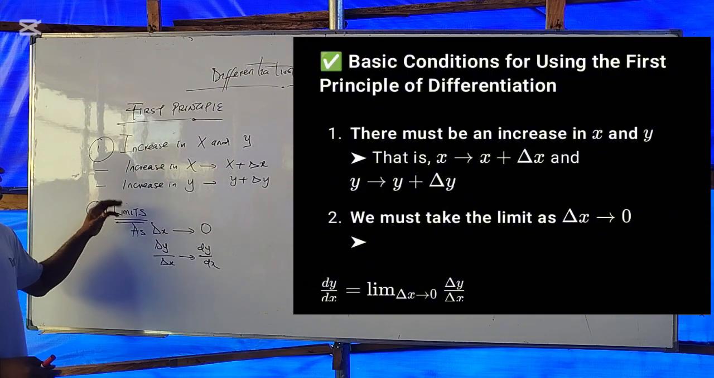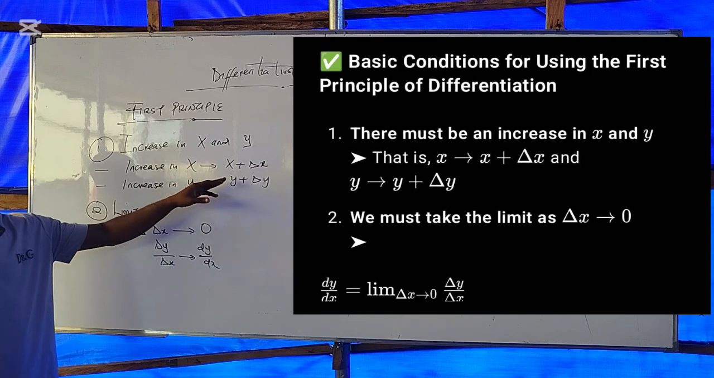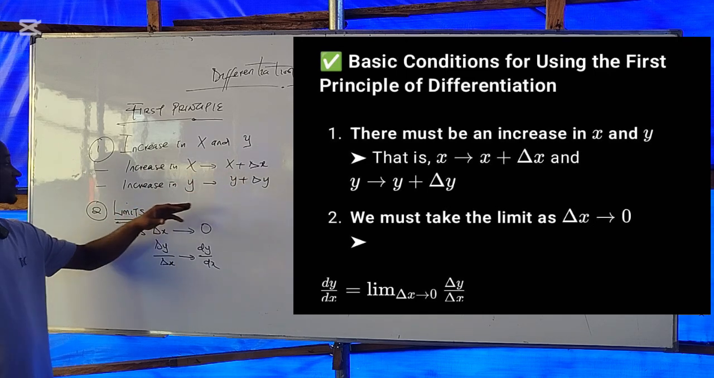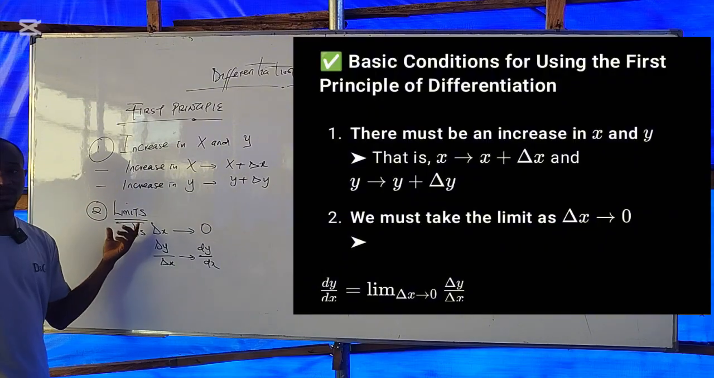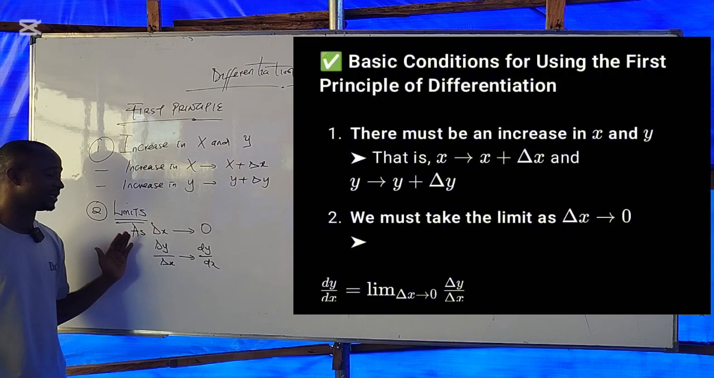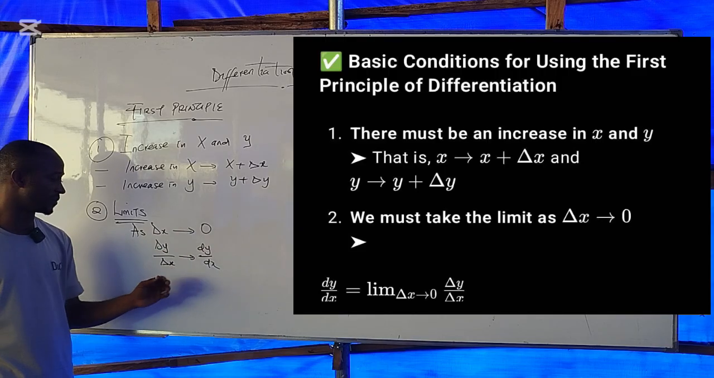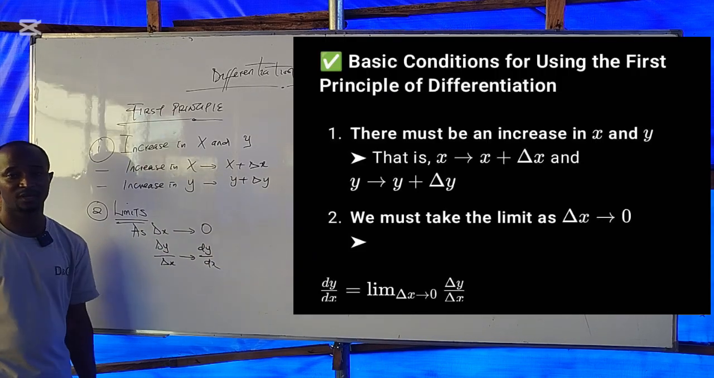Don't forget, these are the two cardinal conditions for first principle. The first is that there must be an increase in x and y: increase in x implies x plus delta x, and increase in y is y plus delta y. Then number 2 says the limit of the function must be taken. As delta x approaches 0, this must approach dy/dx.